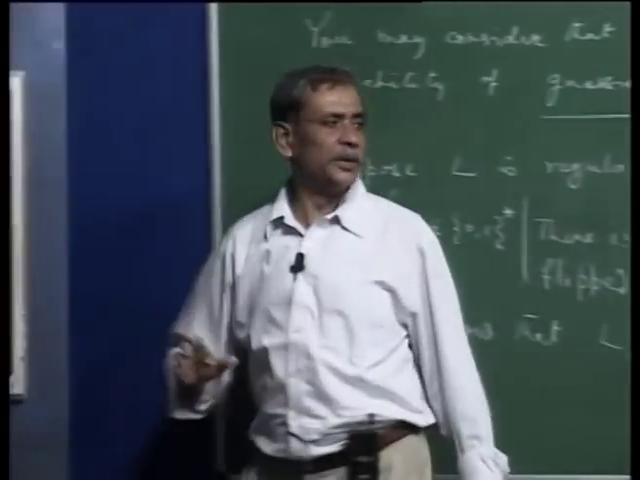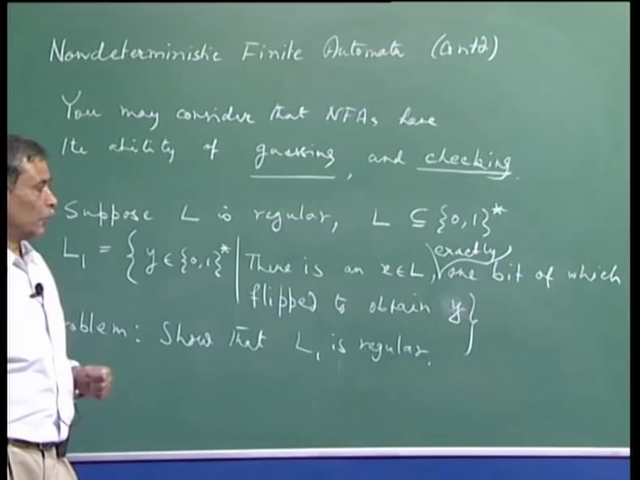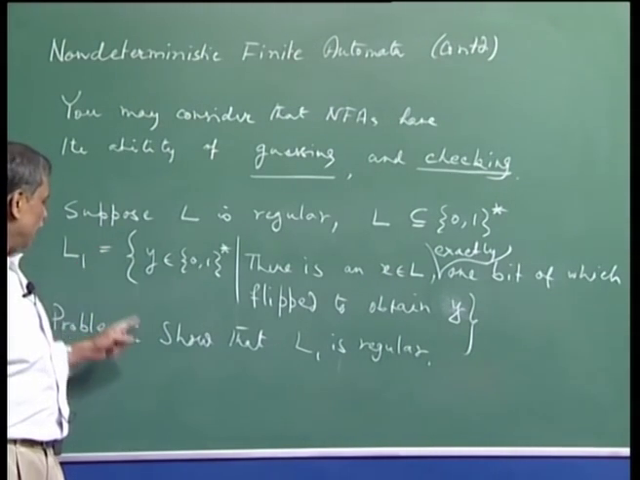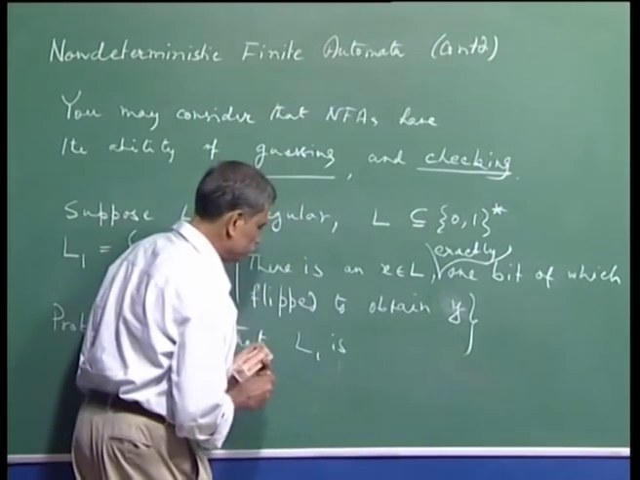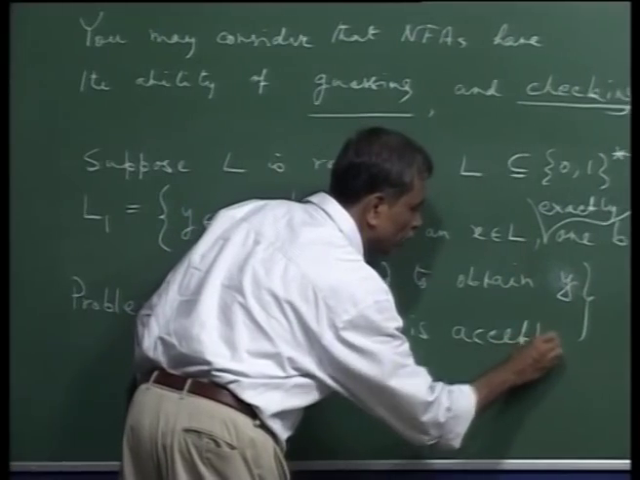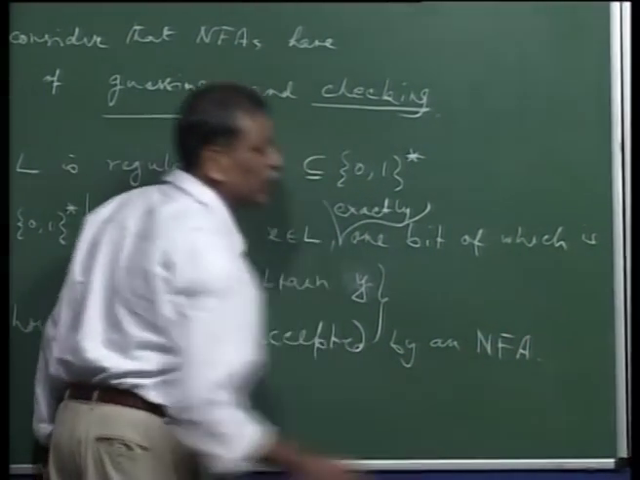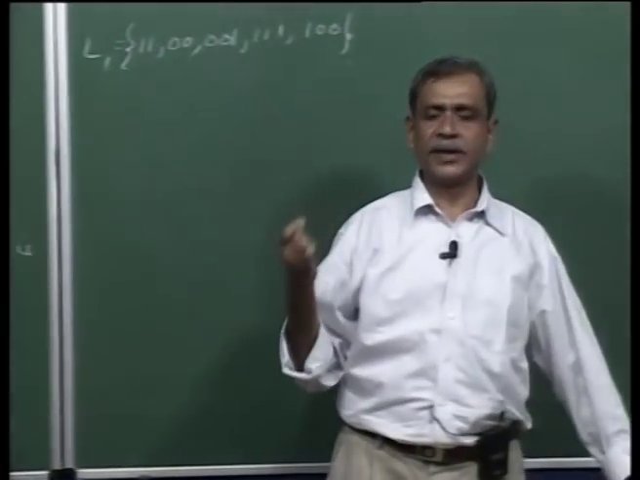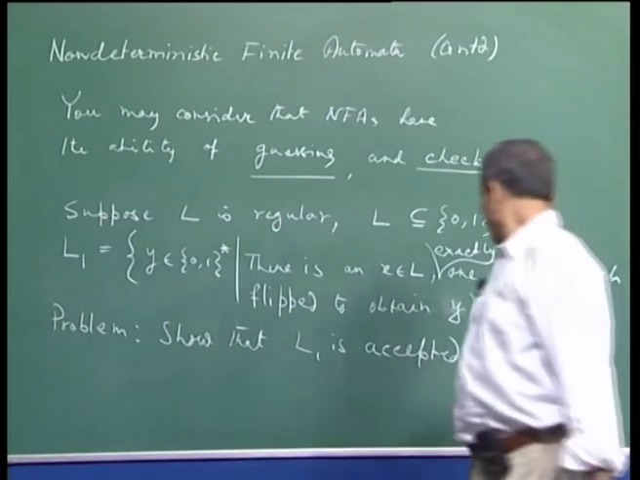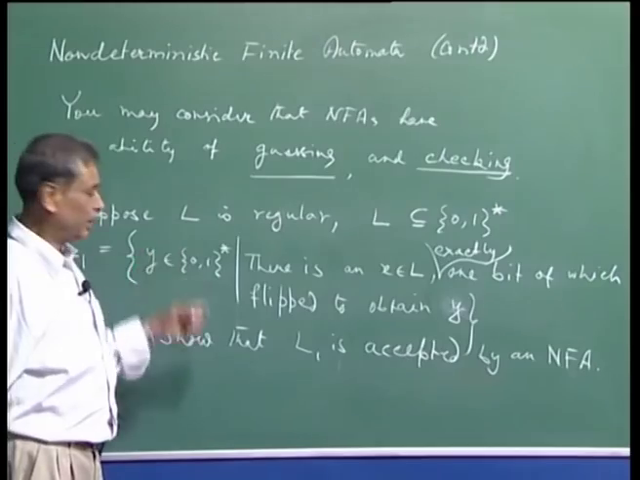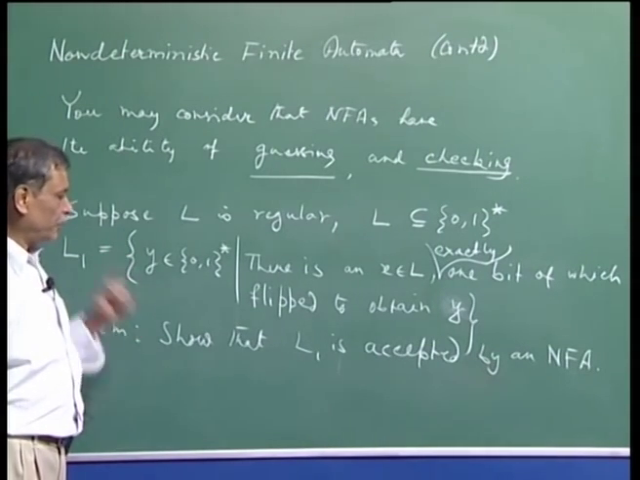Now, basically what we are trying to do is design an NFA for L1, but I have not yet shown you that this will make L1 regular, so let me just say: show that L1 is accepted by an NFA. At this point, this is the more appropriate question. Later on we will see that the set of languages accepted by NFAs is precisely the set of languages accepted by DFAs. Once we know that, I could invoke it to claim that L1 is also regular, but at this point let us restrict ourselves to proving that there is an NFA to accept L1.